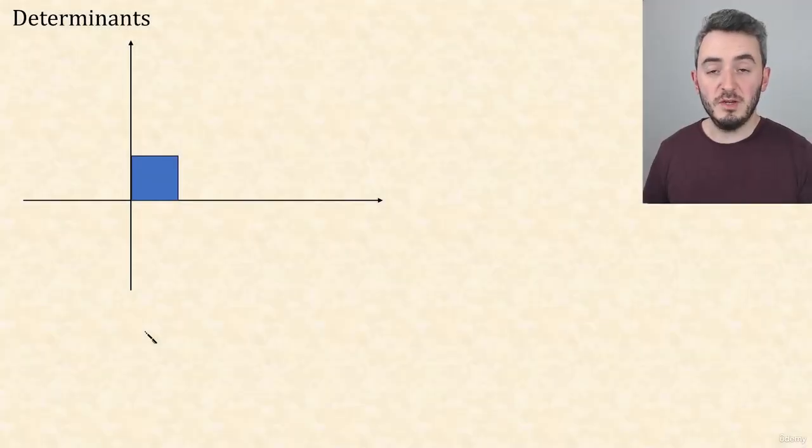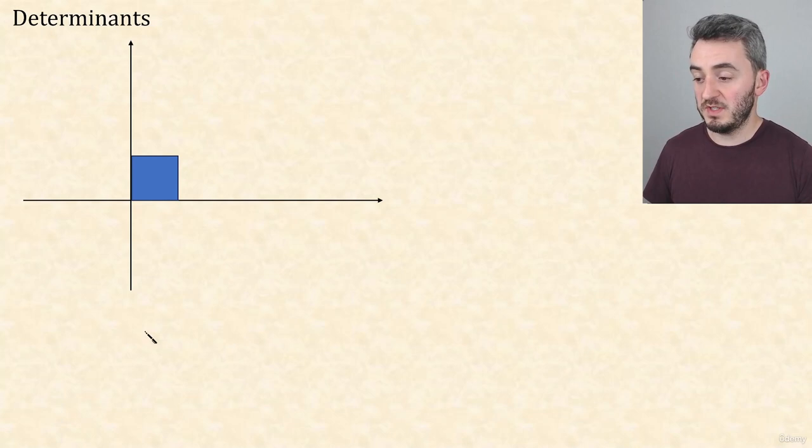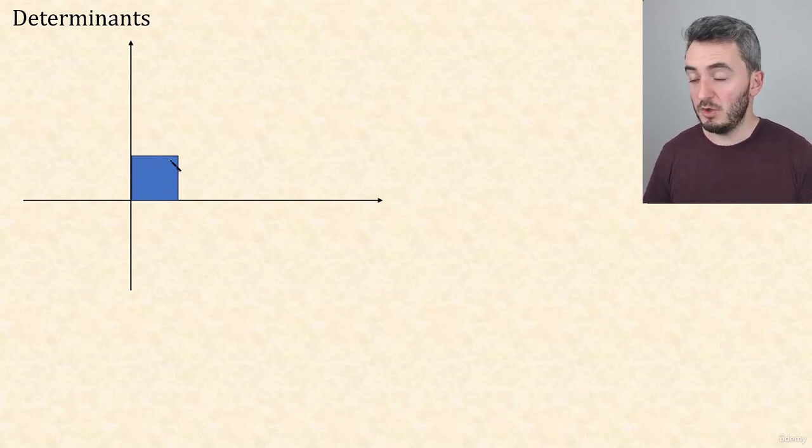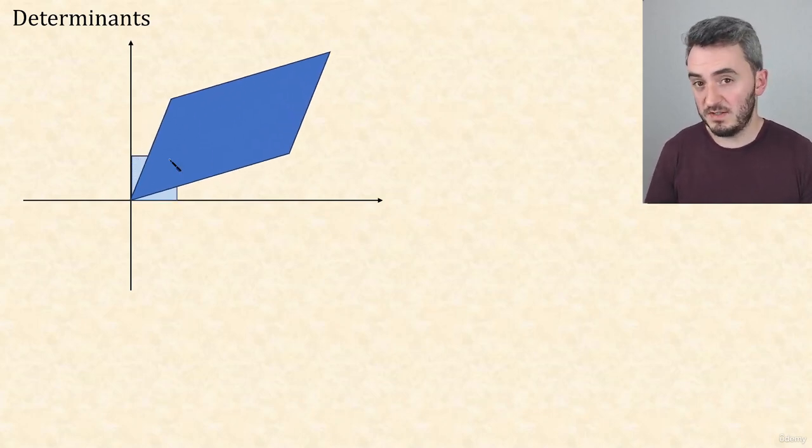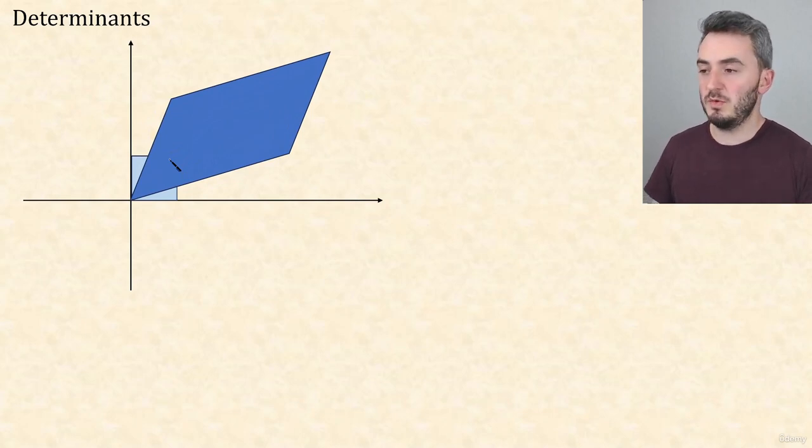In this video, we're going to look at determinants. So let me show you what the determinant of a matrix is. I'm going to imagine that I started with a 1 by 1 square, whose area, conveniently, is 1. Now suppose I apply a matrix to this and it stretches this square out to this shape. A natural question to ask is, what's the area of this new shape?